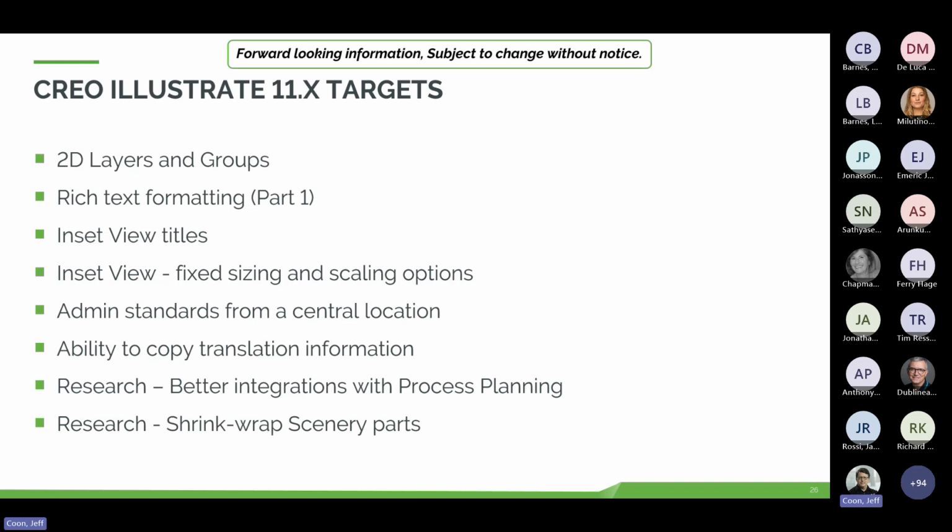Another one: the ability to copy translation information. For those that aren't aware, I used to be a technical illustrator way back in a former life. One of my favorite things was to select a bunch of parts, move them, only to discover I missed a washer or something and have to try and realign that washer. So this is the ability to copy the translation information from one part and apply it to another part.